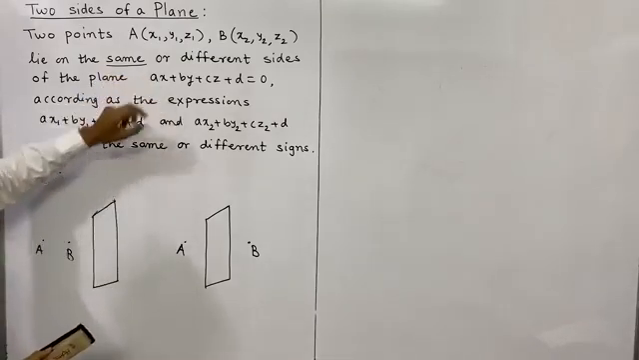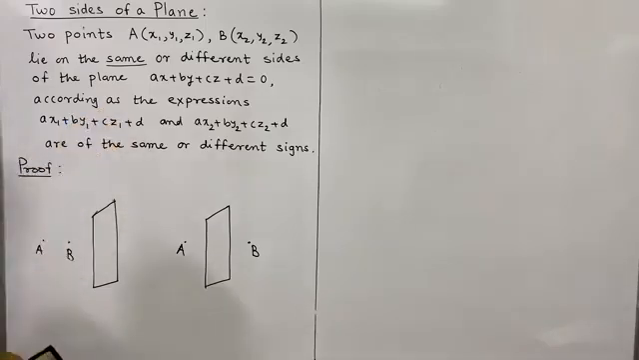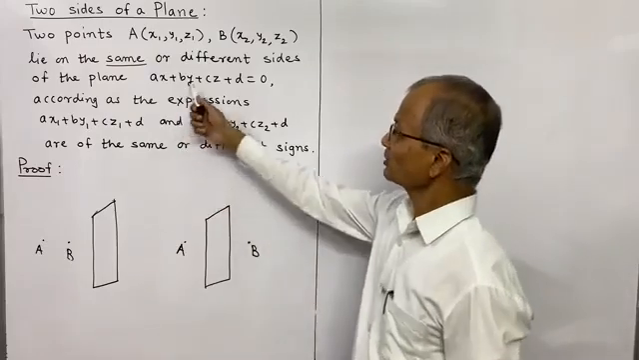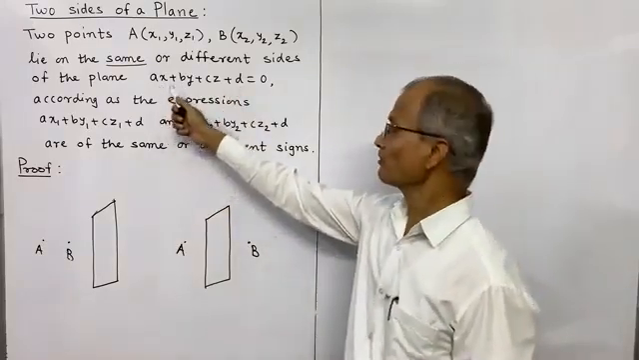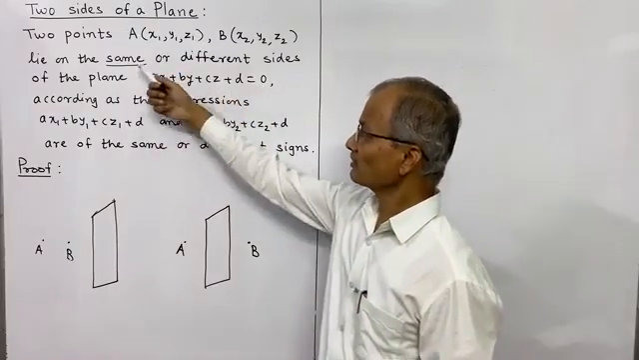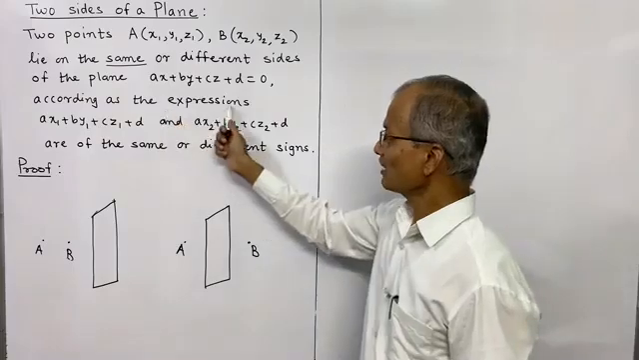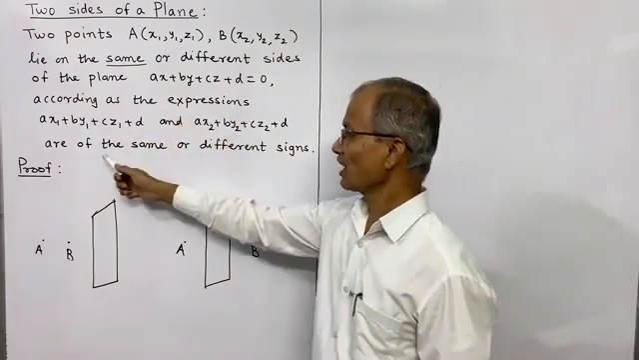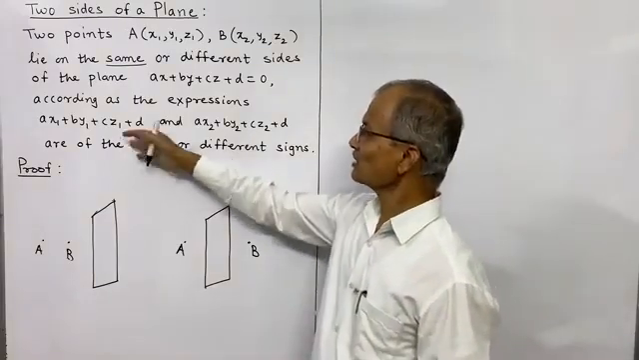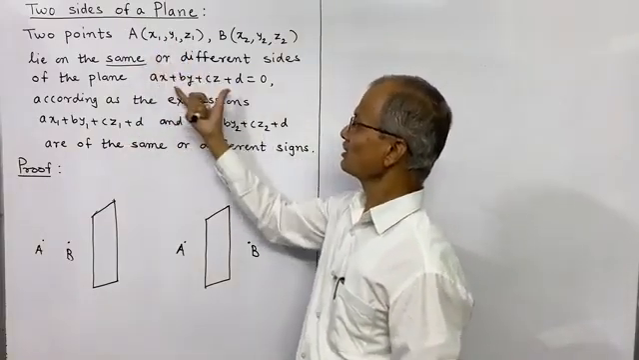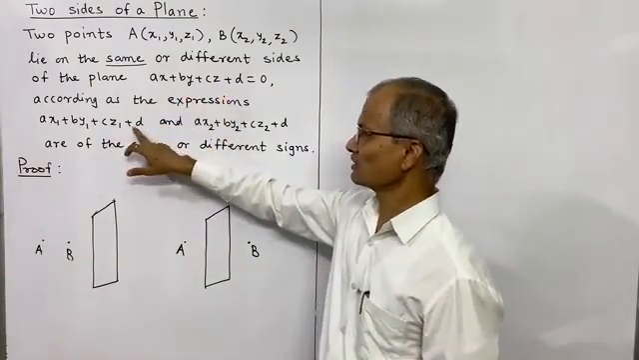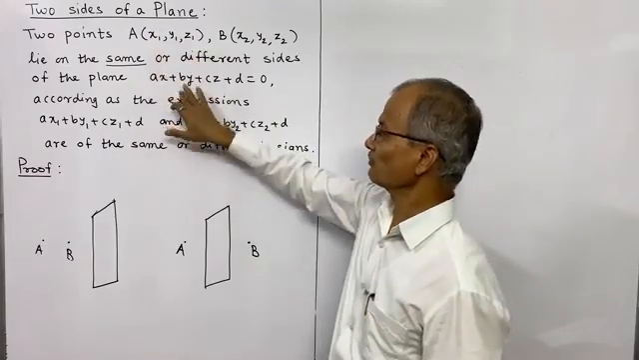And we want to get a condition for when the two points will be on the same side or on different sides. That is stated as follows. The plane is in general form ax plus by plus cz plus d is equal to 0. The points will be on the same side if these two expressions are of the same sign, or on different sides if they are of different sign. And what are the expressions? We put the coordinates of A in the equation of the plane, and that becomes ax1 plus by1 plus cz1 plus d. That is the first expression.